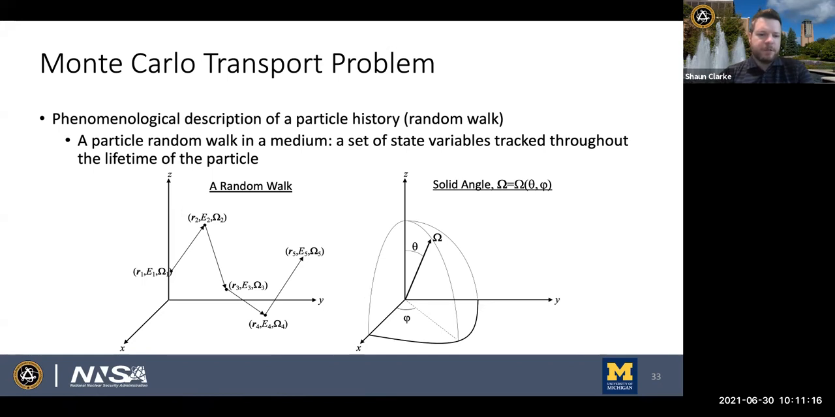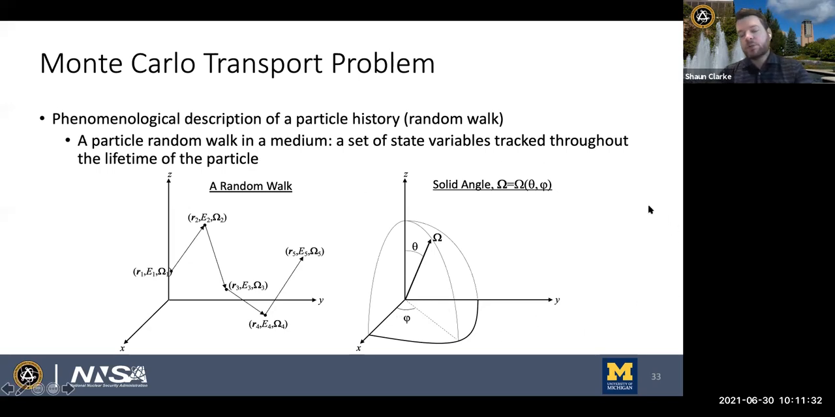and use it to do whatever calculation we're trying to do, whether it's computing a flux or computing a dose or detector response, whatever. This collection of data, these random walk variables, allow us to do that. So when we say random walk, that's what we're going to be meaning.